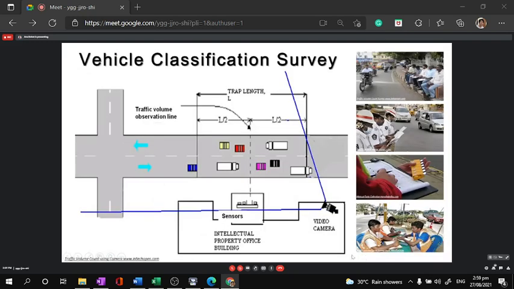Okay. Now let's go to vehicle classification. It's a different survey but the same traffic volume is its basis. What's the difference, ma'am? If we just count how many vehicles pass on the road, we're just after whether this road can become congested with traffic.